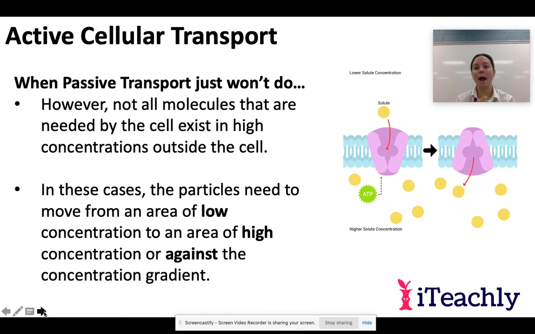So active transport works against the natural tendency for molecules to move from high concentration to low concentration. That's just what they do. That's because of their energy. Active transport is the way the cells do it, to keep the things in the cell that we need to keep in the cell and keep things out of the cell that we don't want in the cell.